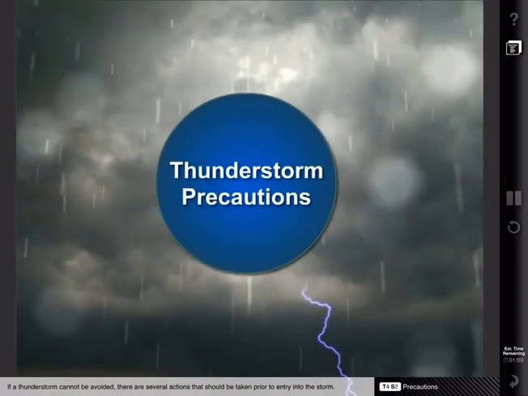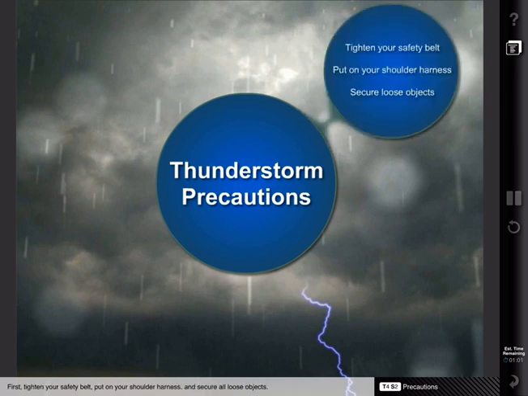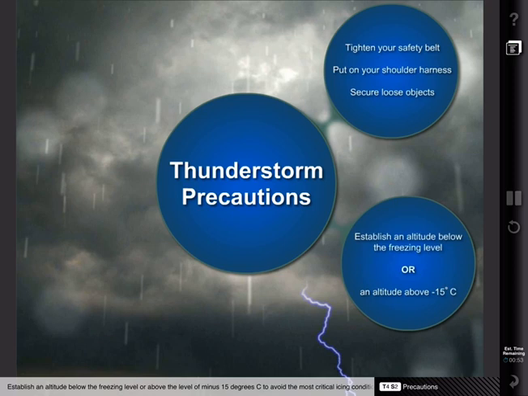If a thunderstorm cannot be avoided, there are several actions that should be taken prior to entry into the storm. First, tighten your safety belt, put on your shoulder harness, and secure all loose objects. If able, establish an altitude below the freezing level or above the level of minus 15 degrees Celsius to avoid the most critical icing conditions.